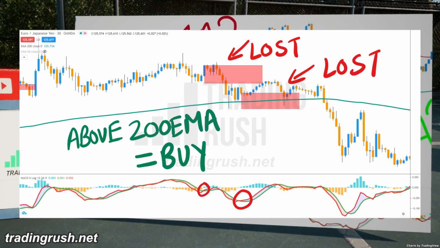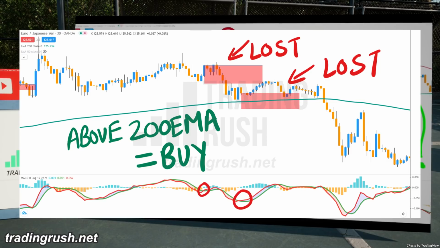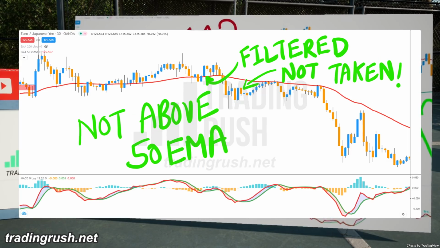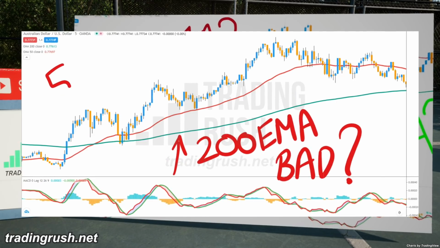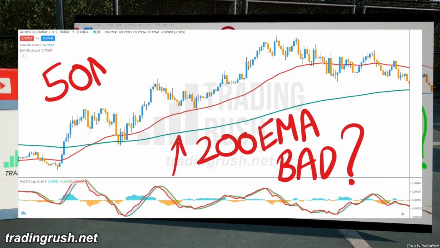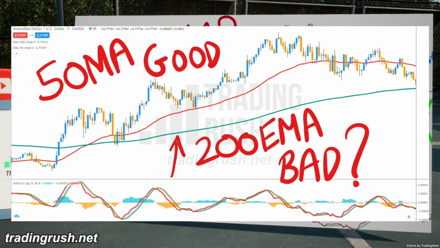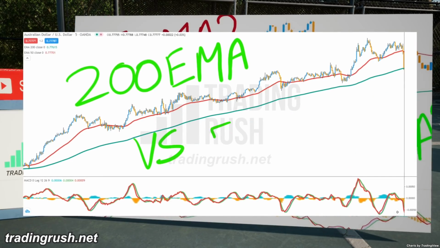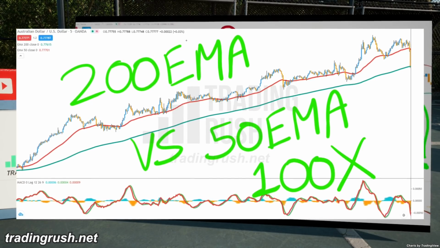But don't be fooled yet. This is just one example. This doesn't mean the MACD zero lag strategy will magically become profitable with the 50 EMA. To find out if it actually works in the long run, and to find out if a different moving average can magically turn one of the worst trading strategies into a profitable one, I took 100 trades with it, and here's what I found out.